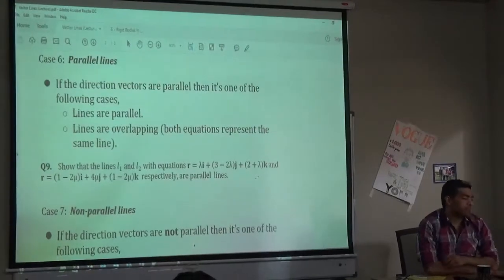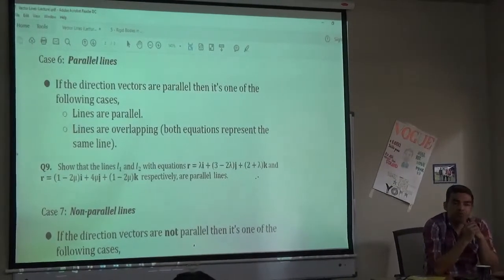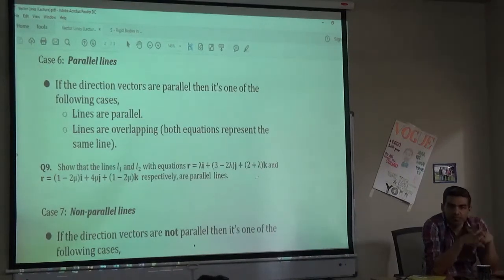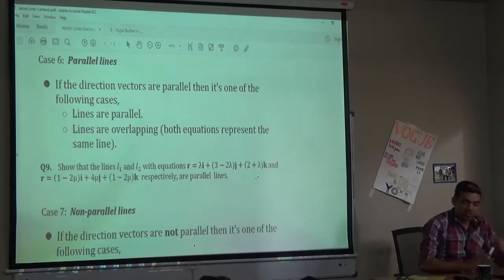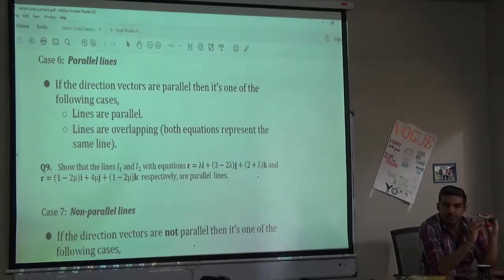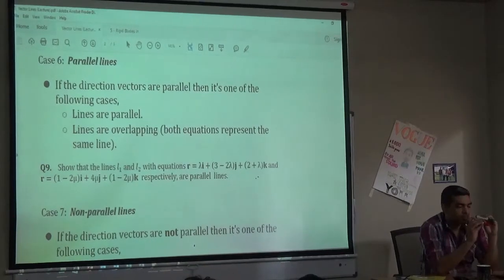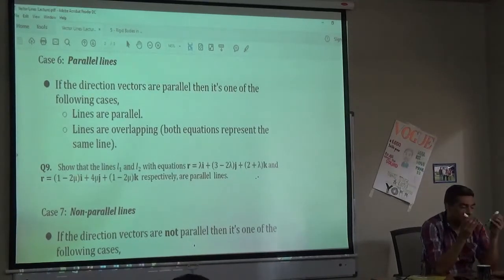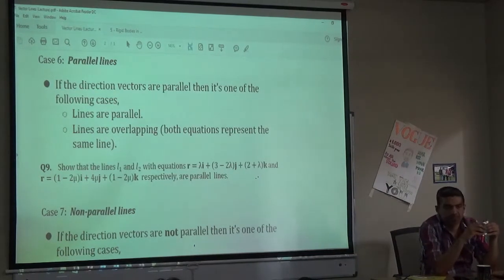If the direction vectors of the two lines are parallel, then one of two things may happen. Either the lines would be running separately parallel to each other, just like railway tracks, or they would be overlapping lines. In which case we generally say that both equations are representing the same line. It's the same line which is being represented by two different equations.